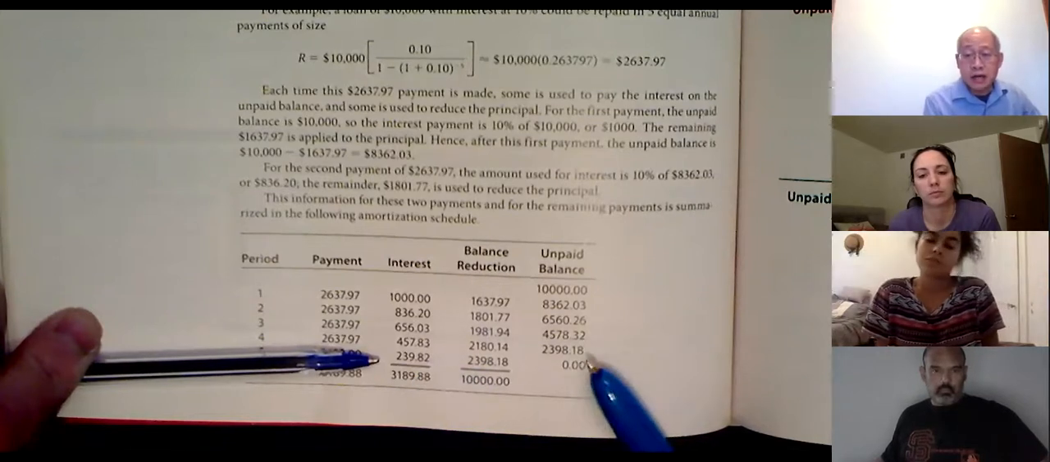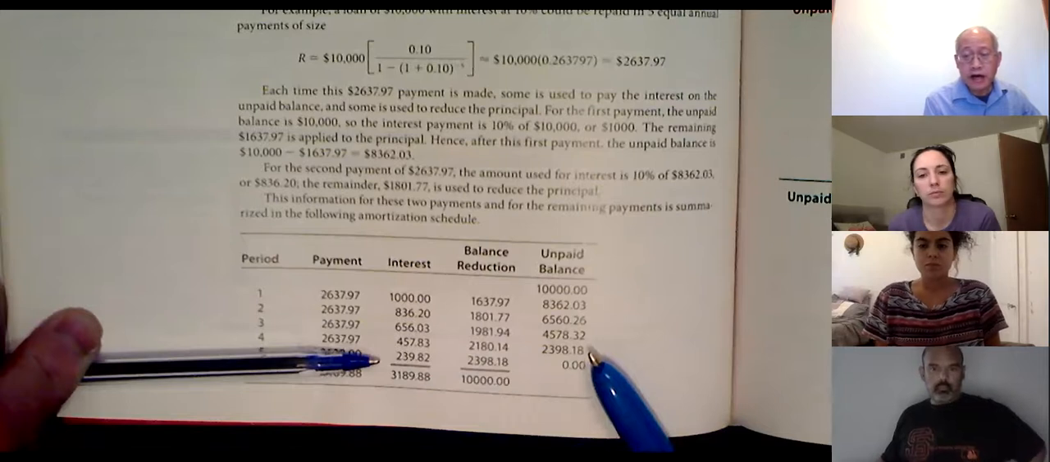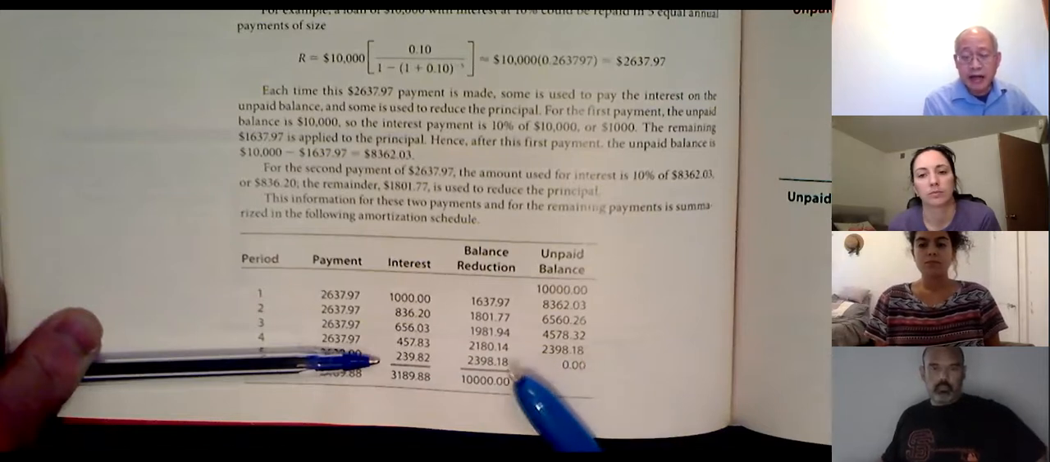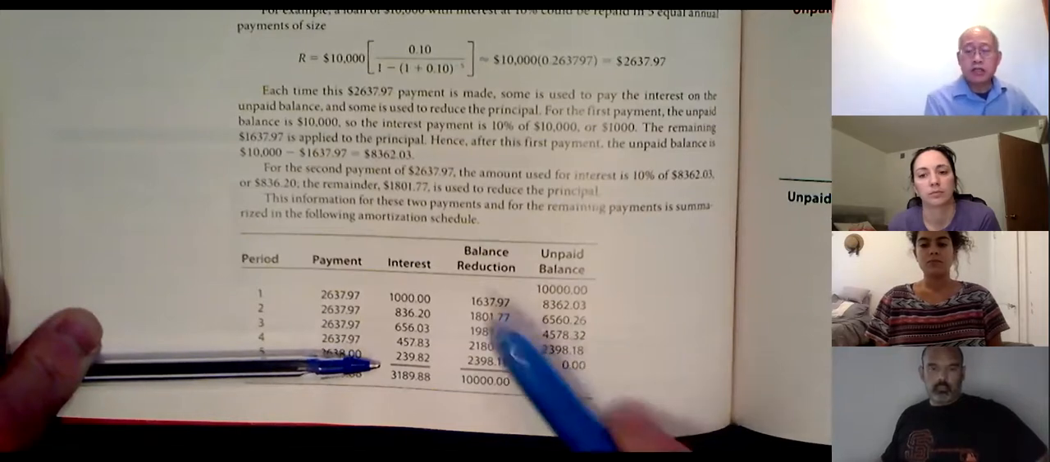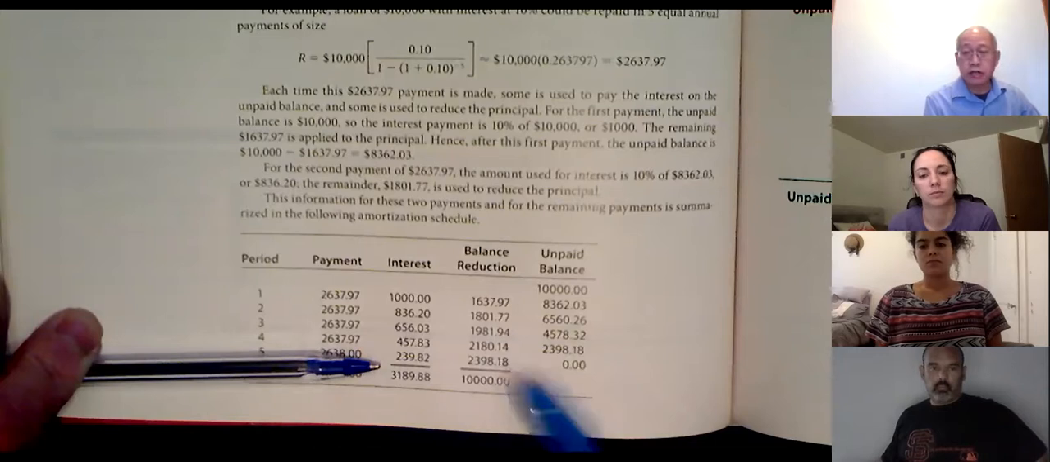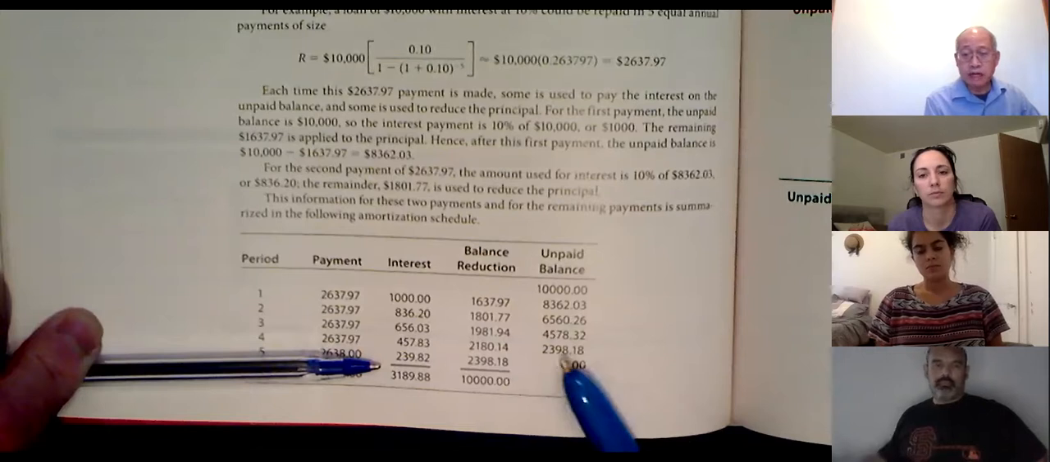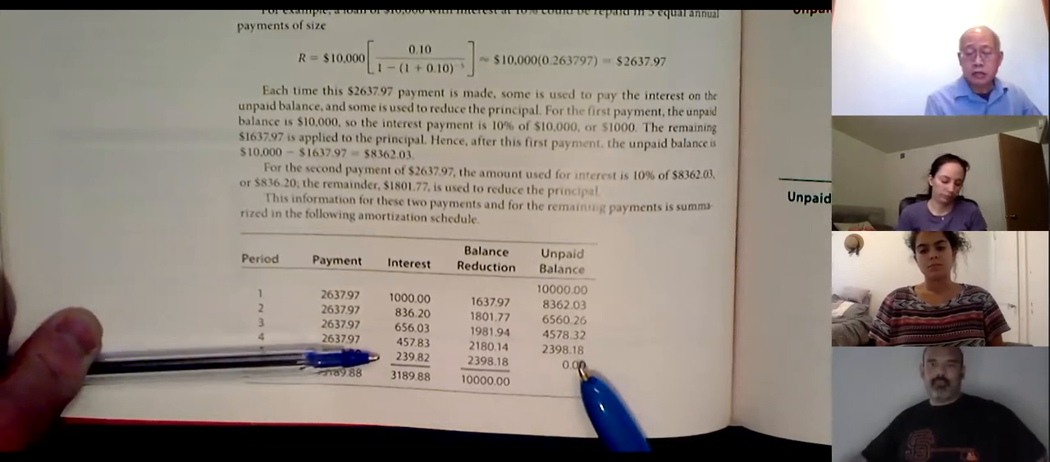Okay, this number will always match this number. Can you see why? This has to match that because at the very end, there's no more money left, right? I've all paid it off. So how much do I reduce the balance by at the last period? I reduce it by the whole works. So 2398.18 has to match 2398.18 here. So if I subtract 2398.18, I'm left with 0. That's the way it's supposed to be.